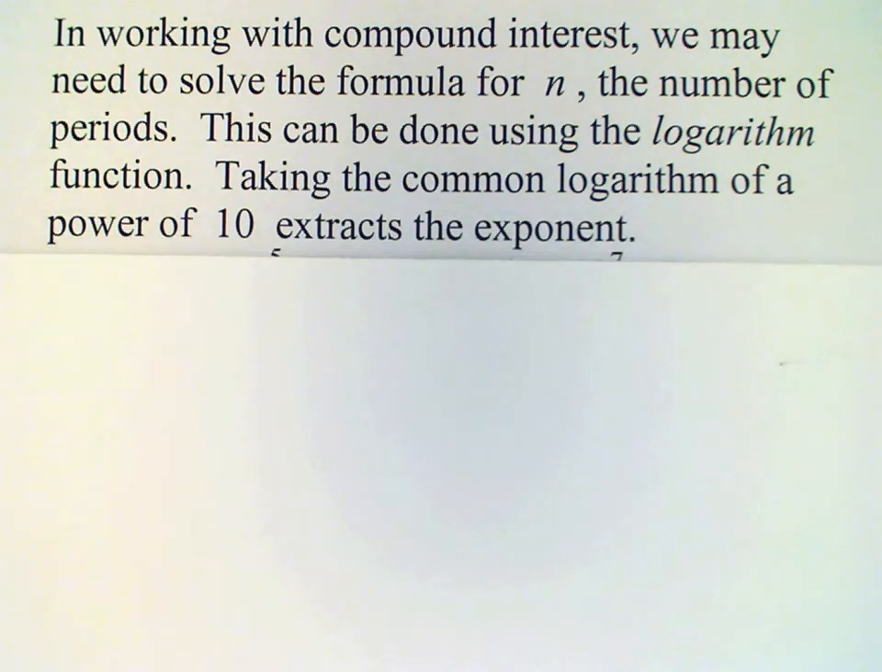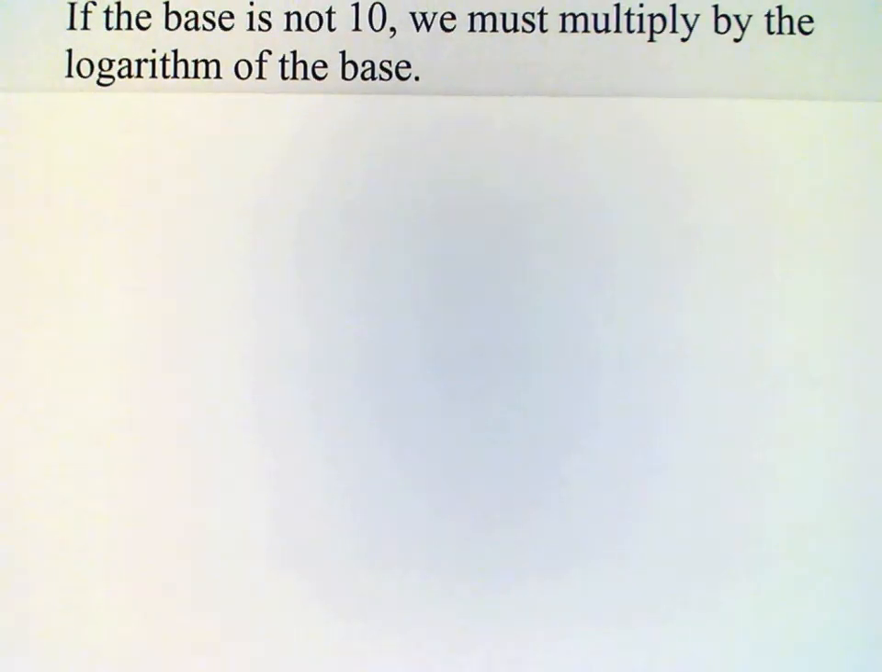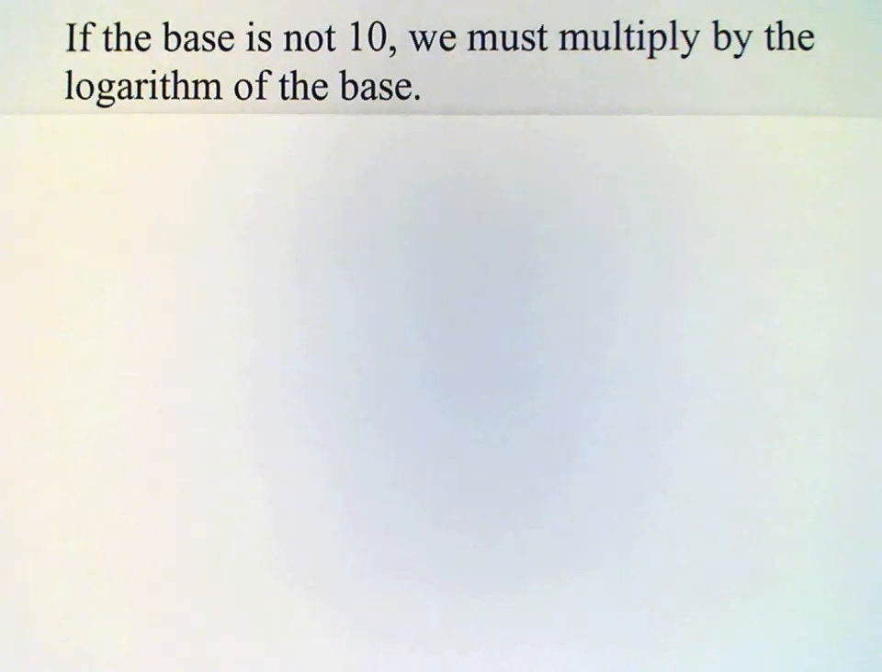So I'll remind you that to take the logarithm of a number, we're basically just extracting the exponent of that number expressed as a power of 10. So for example, log 10 to the 5th power equals 5, log 10 to the 7th power equals 7. Of course, numbers are not necessarily given as powers of 10, and in that case we would need to use our calculator. Furthermore, if the base is not 10, then we will need to use the exponent property of logarithms in order to work out what the value of that logarithm is.